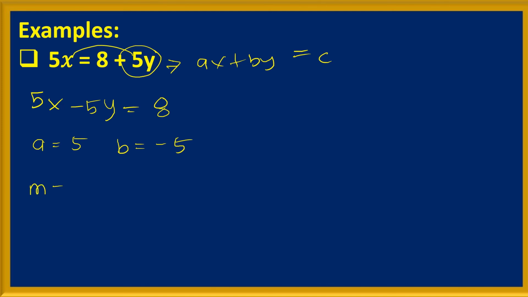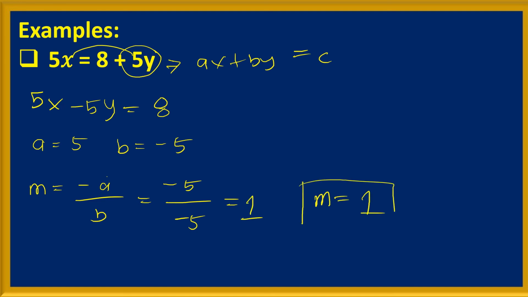So, slope formula natin for equation is negative a over b. Substitute natin yung value ng a. So, negative 5 divided by, yung b natin is negative 5. So, negative 5 divided by negative 5 is positive 1. So, our slope is equal to positive 1.